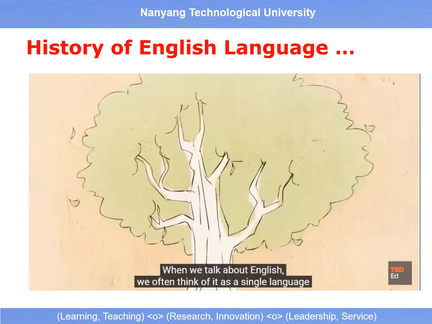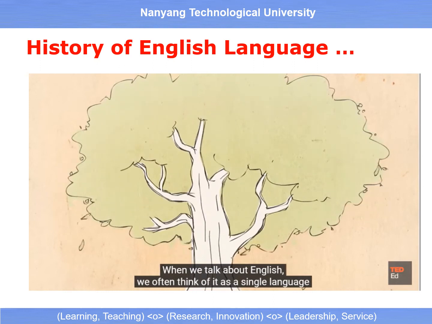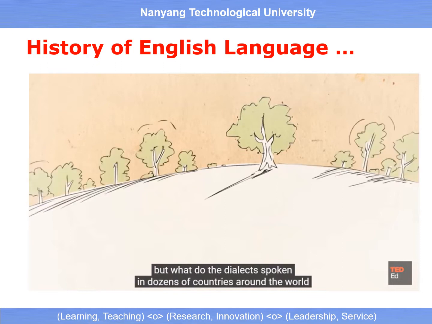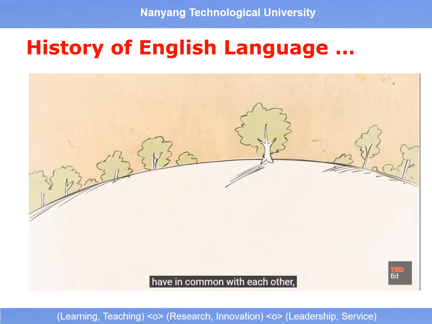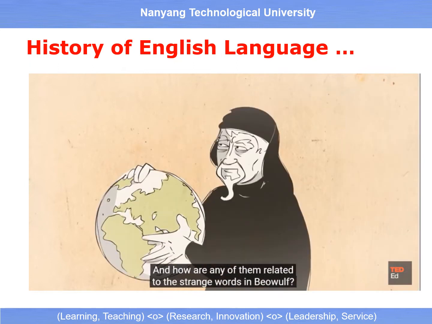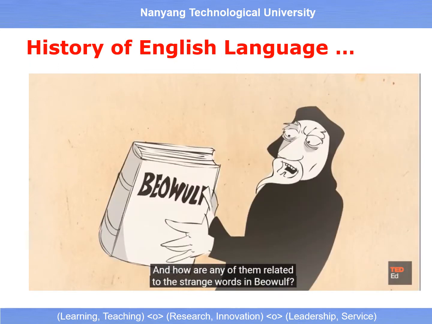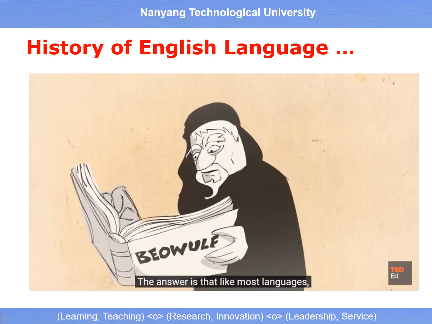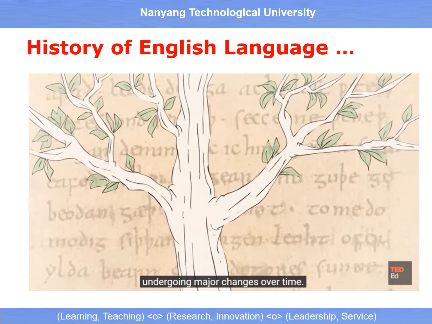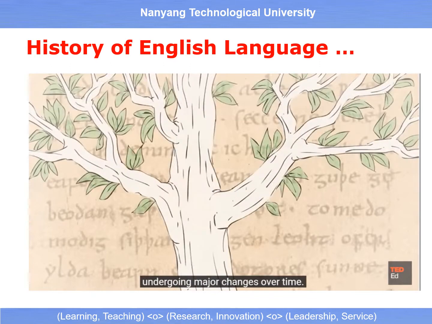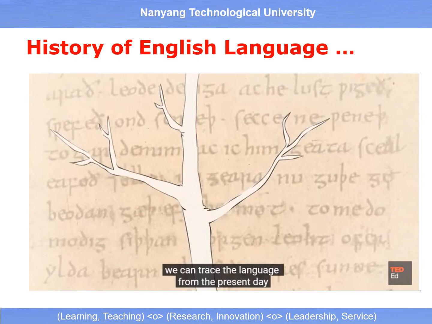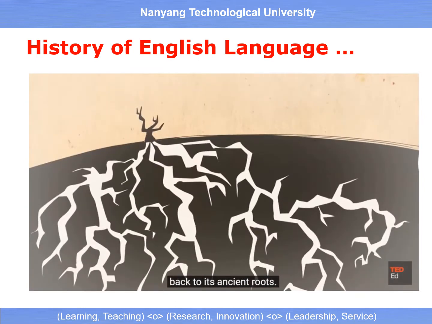When we talk about English, we often think of it as a single language. But what do the dialects spoken in dozens of countries around the world have in common with each other, or with the writings of Chaucer? And how are any of them related to the strange words in Beowulf? The answer is that, like most languages, English has evolved through generations of speakers, undergoing major changes over time. By undoing these changes, we can trace the language from the present day back to its ancient roots.